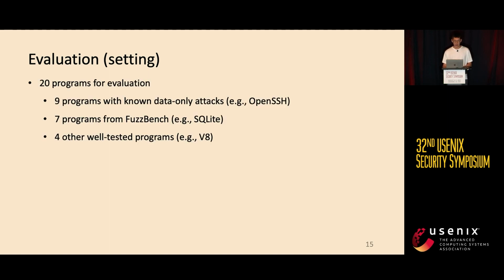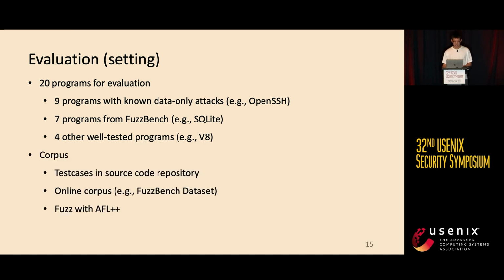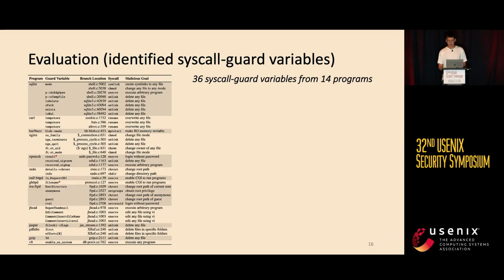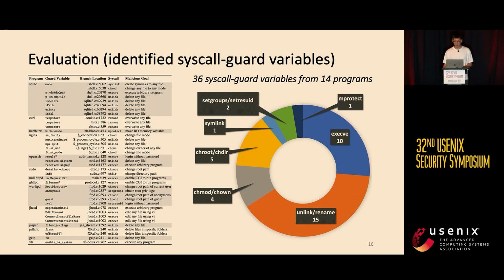We evaluate VIPER on 20 programs, 9 with known data-only attacks, 7 from FuzzBench, and 4 other well-tested programs. We take 3 ways to collect corpus. We will first search corpus in the source code repository or online. If we cannot find it, we will fuzz the program with AFL++. We totally identified 36 Syscall-Guard variables from 14 programs. And this chart shows the syscall distribution. We can see 15 variables are related to unlink or rename, which can delete or overwrite files. And 10 variables are related to execute, which can execute arbitrary code.